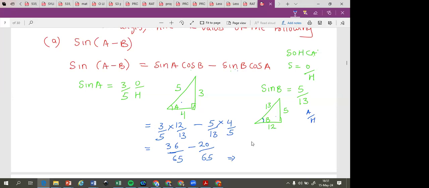36 minus 20? 16. Out of? 65. Can we reduce any further? No. So that is your answer. So you stop at that point.